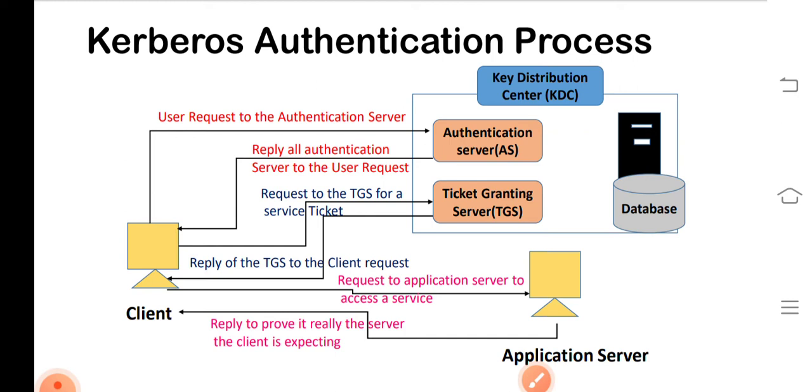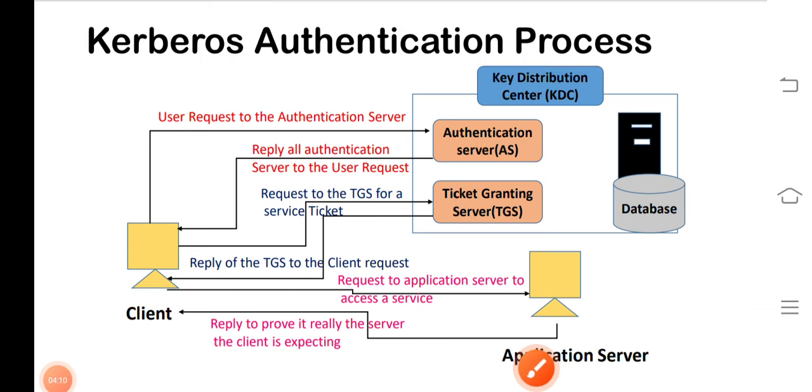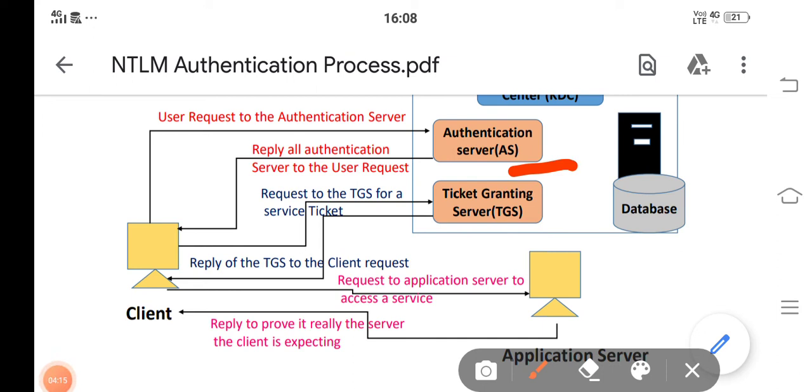Both the server and the user verify the identity of each other. Messages sent through the Kerberos protocol are protected against replay attack and eavesdropping. Kerberos makes use of a key distribution center, a trusted third party. This consists of two logically distinct parts: authentication server and ticket granting server.